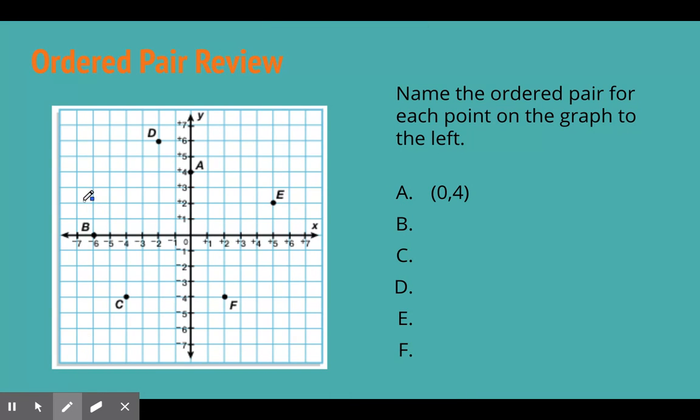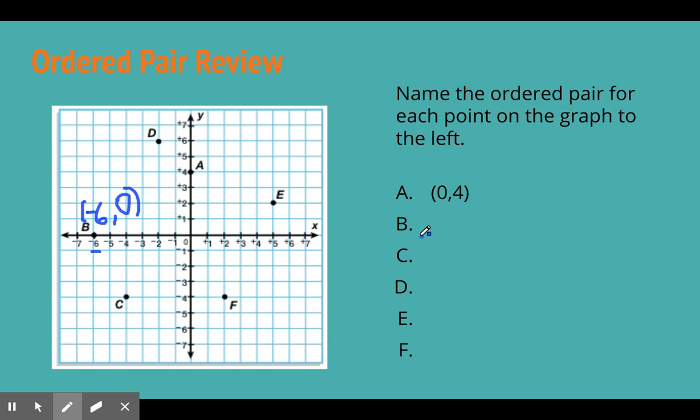So your point for B, you're using x comma y. So here x is negative 6. Let me erase this. And your y value here is 0. So x is negative 6 and y is 0. So B is going to be negative 6 comma 0.